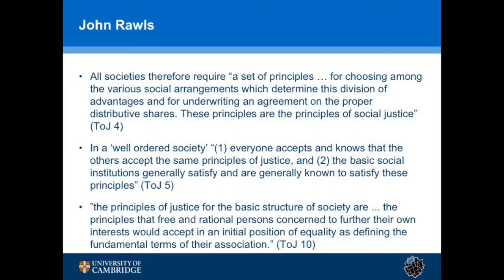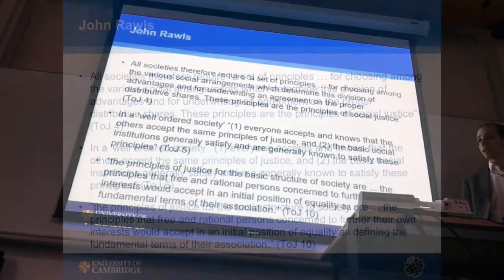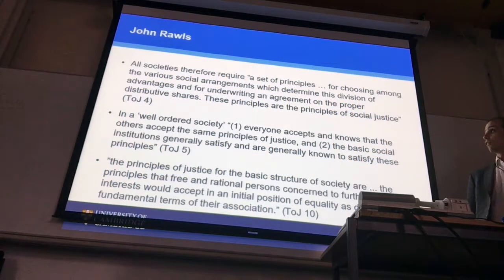To solve this problem, therefore, Rawls says every society has to come up with a set of principles that people uphold and know that others uphold that govern how the products of cooperation are to be distributed. This is a precondition for forming a society on Rawls's model.